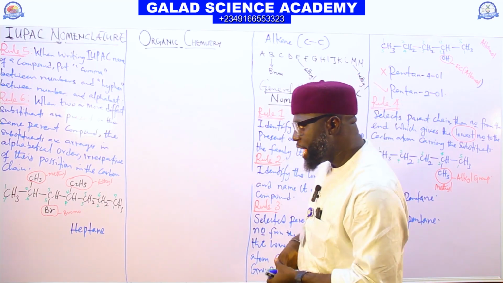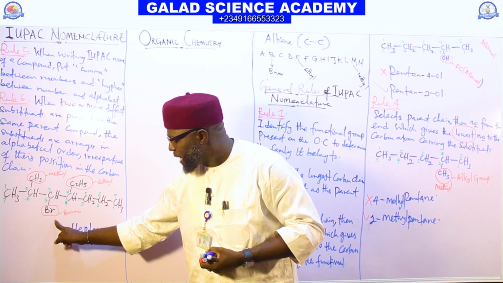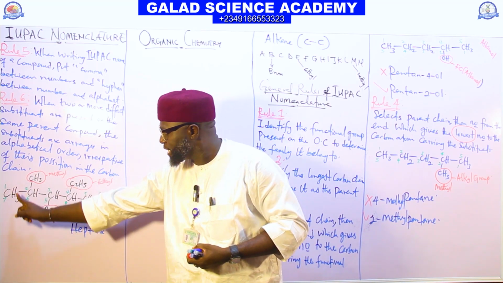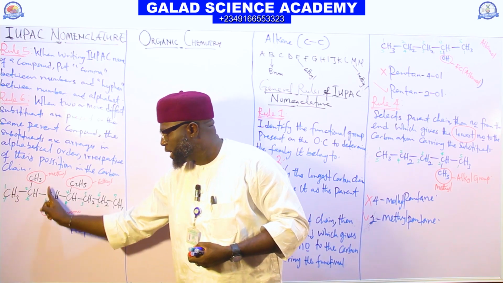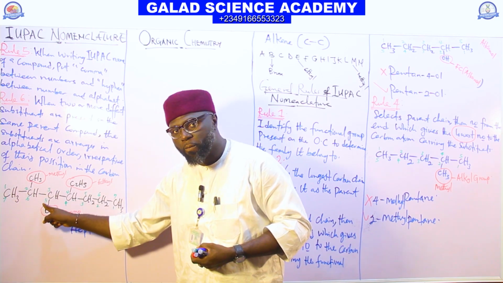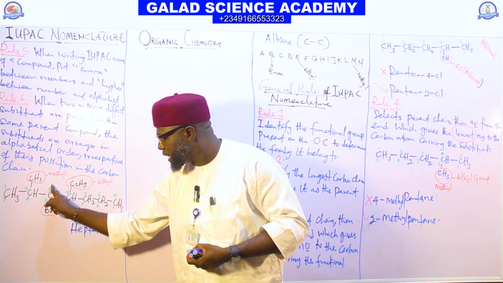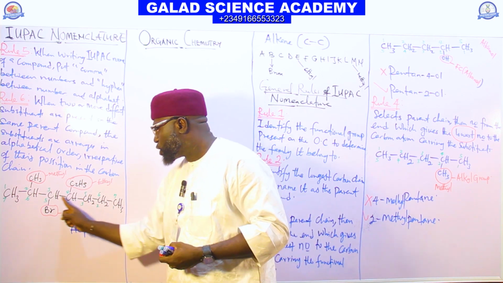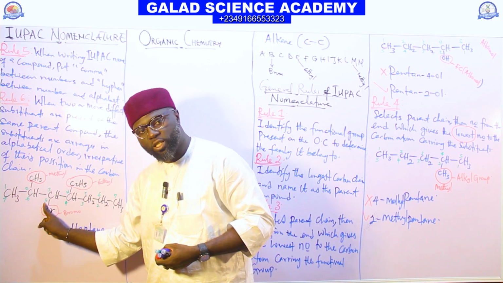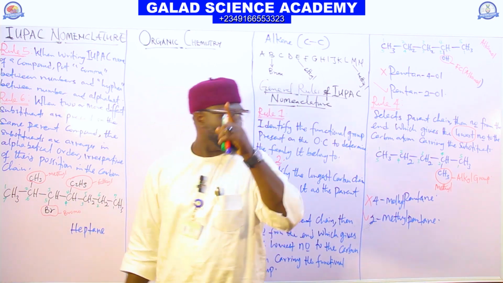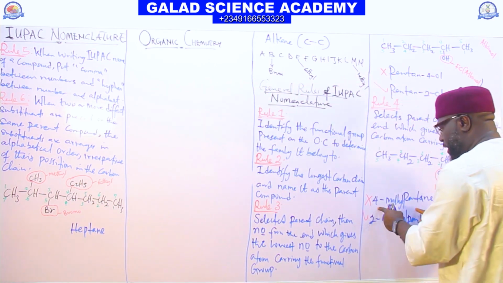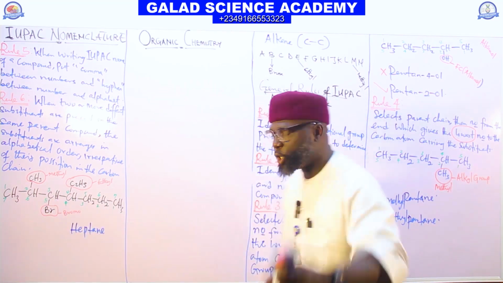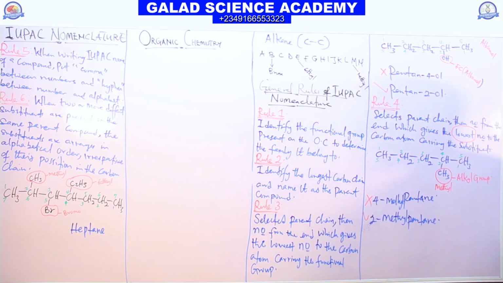So this B now has 3 positions. If I start from here, what should I call it? 1, 2, 3. Call it 3-bromo. But if I start from here, it will be 5-bromo. Back to this rule. Here we have 2 options now: either 3-bromo or 5-bromo. Which one are we going to use?